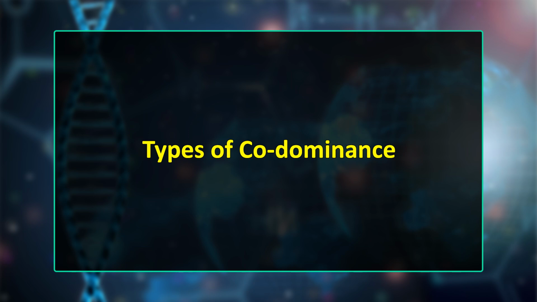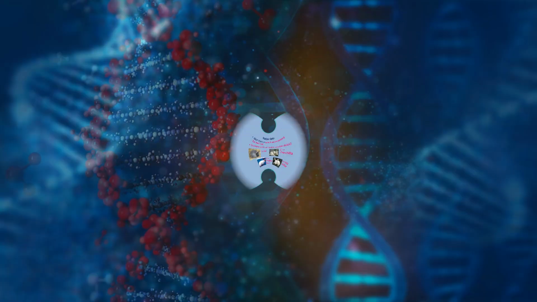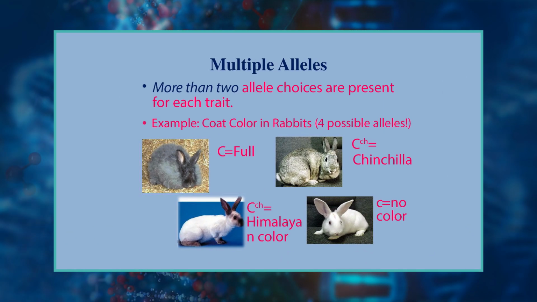Now, let's discuss the types of codominance. One example is multiple alleles. Some populations have multiple alleles of a given gene. For example, the gene for coat color in rabbits has 4 common alleles: C, cch, ch, and c.